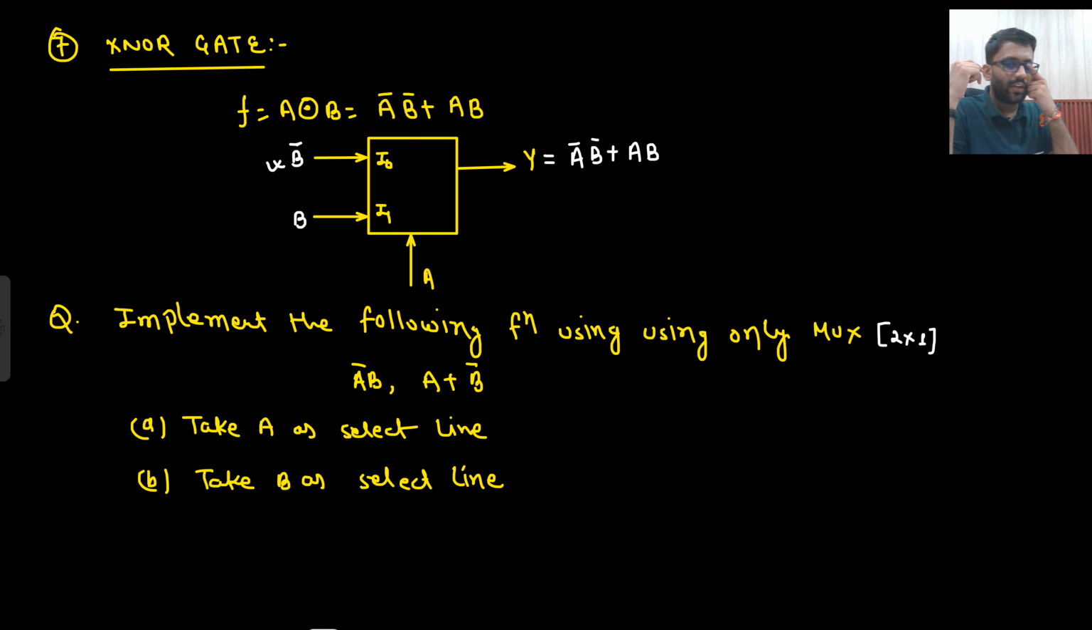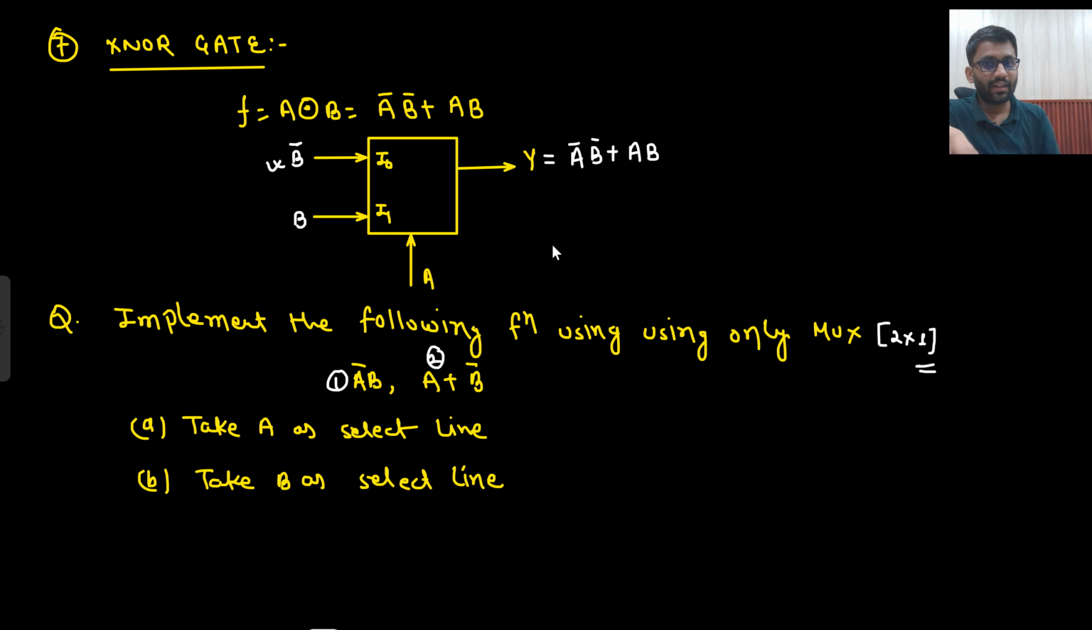Now implement the following function using only MUX, and the MUX you need to use is a 2x1 MUX. Okay, and the expressions are, two expressions are there. This is the first question and this is the second question. In those questions there are two more variants: first you need to take A as a select line, and then you need to take B as a select line.